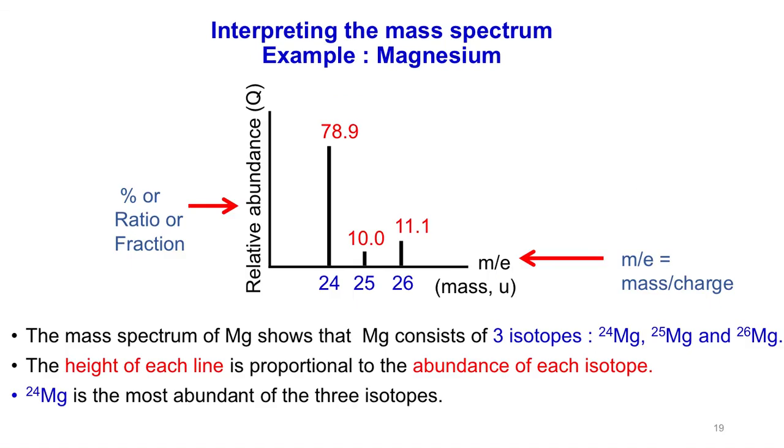Next, how to interpret the mass spectrum from the mass spectrometer. In a mass spectrum, the y-axis indicates relative abundance. The relative abundance will be given either as a ratio, percentage, or fraction. The x-axis indicates the different masses for an element that has isotopes. The height of the line indicates the abundance of each isotope. So, for this isotope of magnesium, it shows that the abundance of magnesium with mass 24 is the highest.